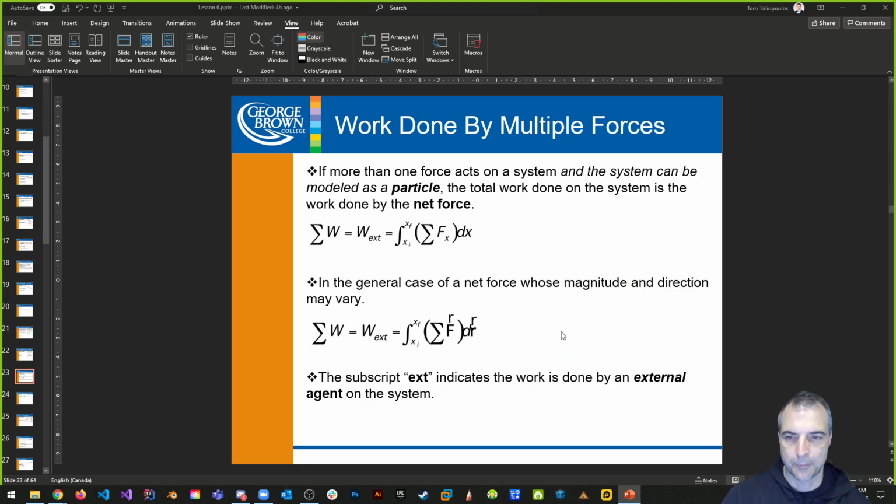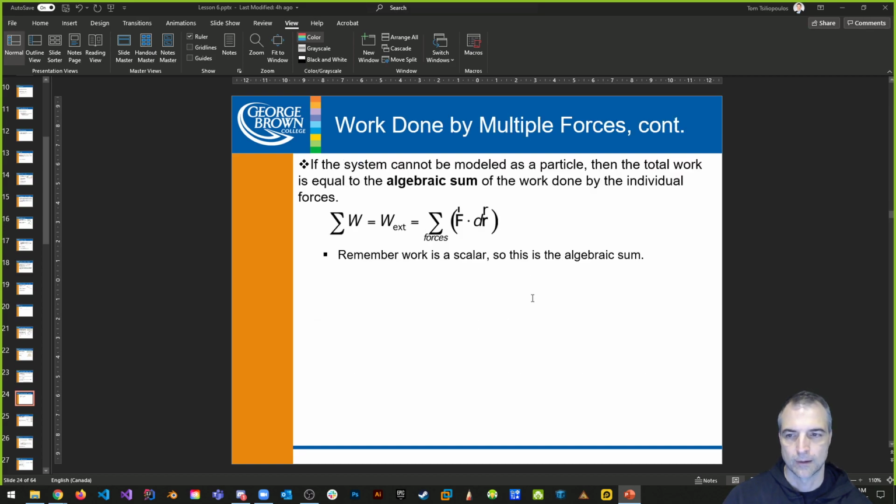Okay. How about when work is done by multiple forces? It's the same thing. Because it's a varying force, we take the integral of the sum of all forces across the x-axis, and that's how we find the work that's done, where the subscript x means the external agent that's applying force across the system boundary. Okay, I'm not going to continue with this. I'm going to move on.